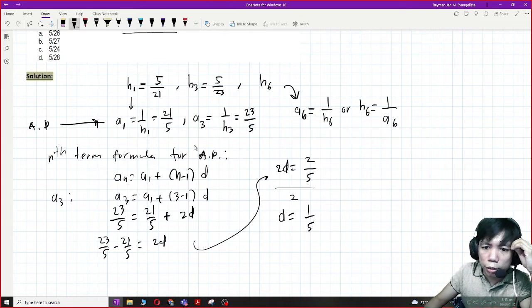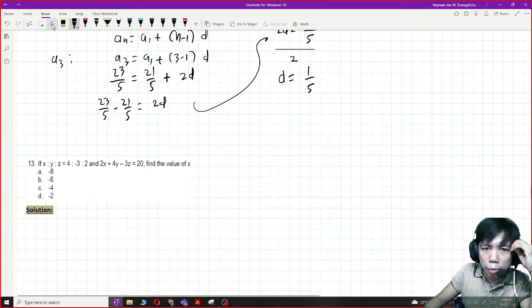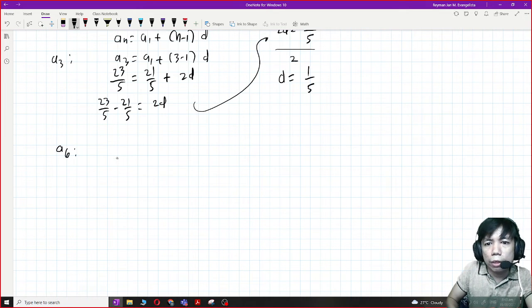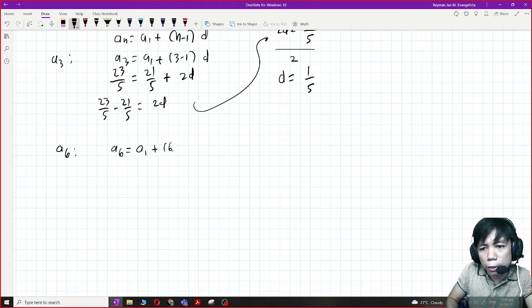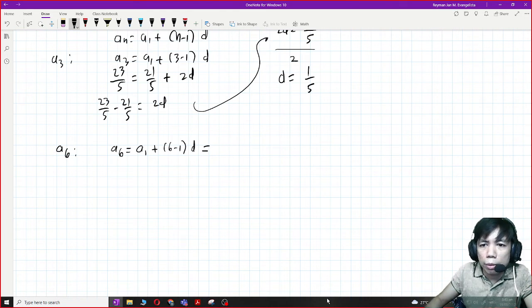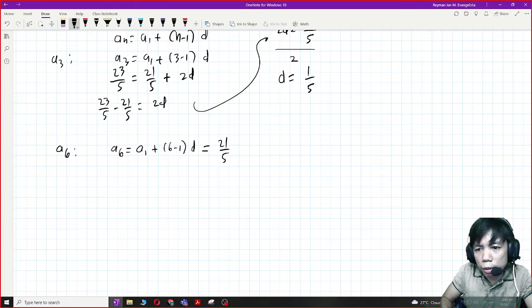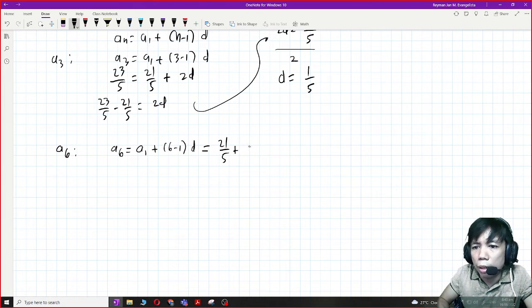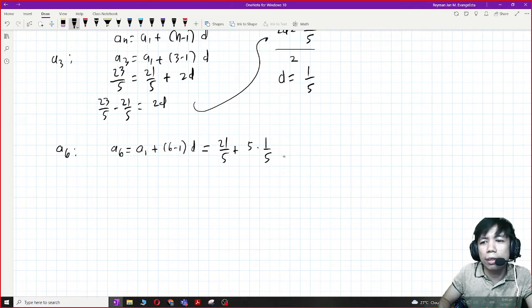Ayan. So, ngayon, pwede mo nang kunin yung 6th term. Ay, baba tayo. 6th term using the nth term. So, syempre, that is a sub 6. Yung n mo is 6. Ganun yan. Okay? A sub 1 plus 6 minus 1 times the common difference na. A sub 1 natin, guys, is ano nga yun? Sa arithmetic is 21 over 5. 21 over 5 plus 6 minus 1 is 5. Okay, 5 times common difference, 1 over 5, I mean.